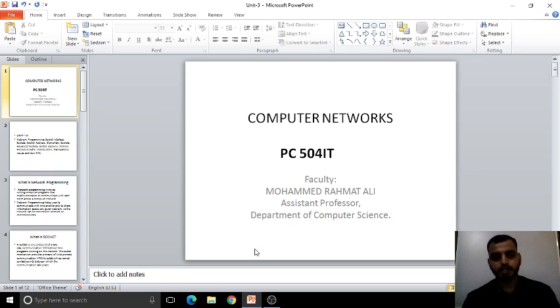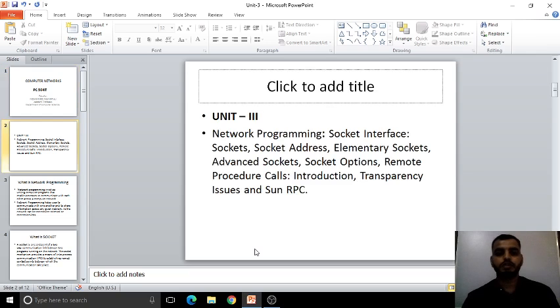In today's session, we are going to start our third unit, that is socket programming or network programming. But before going into our third unit, let me revise the things that we studied in the previous session. In the previous session, we studied the transmission control protocol, the user datagram protocol, and we also studied the differences and similarities between the TCP and UDP type of protocols.